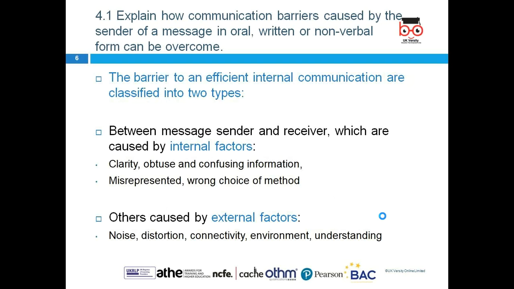So the barriers to an efficient internal communication are classified in two types: internal factors and external factors. Internal factors are to do with clarity, obtuse or confusing information. You know what you're trying to do, it's set in your mind, but it's not coming out as clearly as you want it to. So it's misrepresented, or you've got the wrong choice of method or the wrong choice of words.